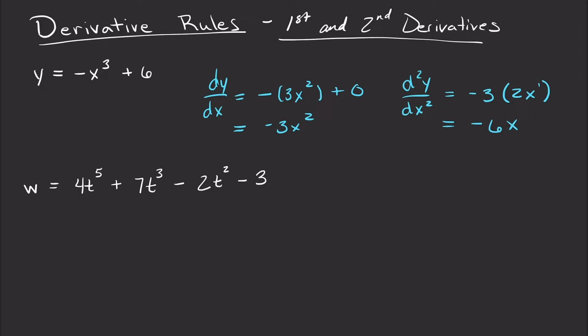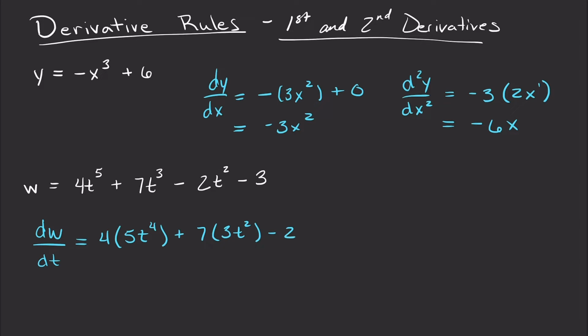Okay, so our next function, we have w equals 4t to the 5th plus 7t cubed minus 2t squared minus 3. So our first derivative with respect to t, we will use our constant multiple rule, bring out our 4. Then we need to bring down our power of 5 and subtract 1, leaving t to the 4th. Pull out the 7 in front of the t cubed. Bring down the third power. That goes down to t squared.